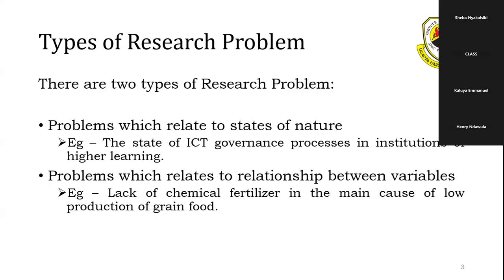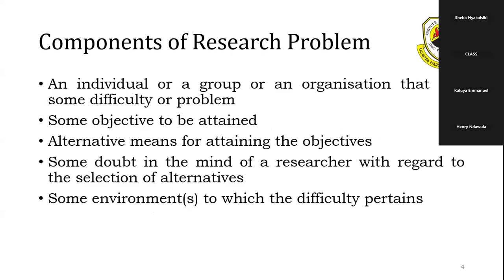That one was looking at the nature of that research problem. Then there are those which are related to relationships between variables. Take an example: lack of chemical fertilizer is the main cause of low production of grain. If you look at these two, they essentially point to the two research philosophies that we discussed in the very first lecture that we had.